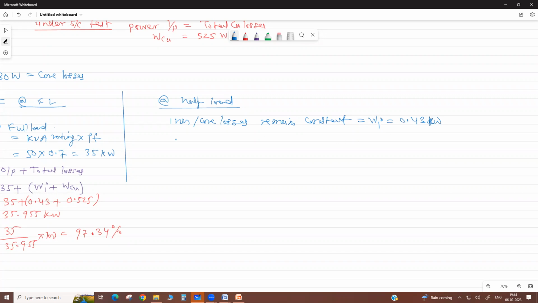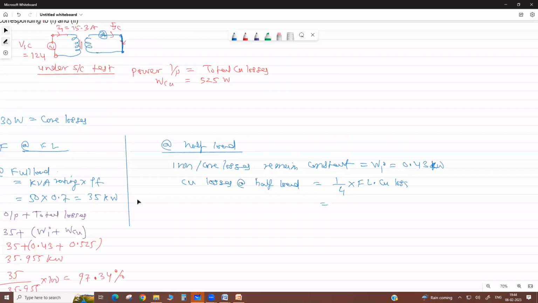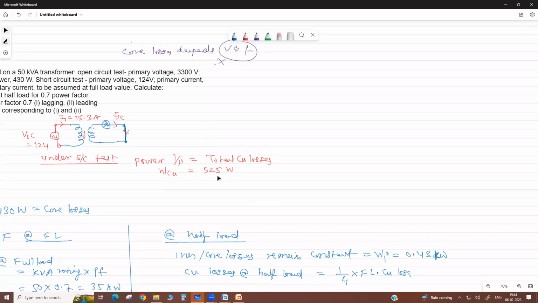Okay. And at half load, your copper loss at half load, that will be 1/4. At half load, that becomes 1/4. Sir, in the question, it is not mentioned whether it is iron losses or copper losses. So, how to assume that? I told you, in short circuit, the power is considered as a copper loss.